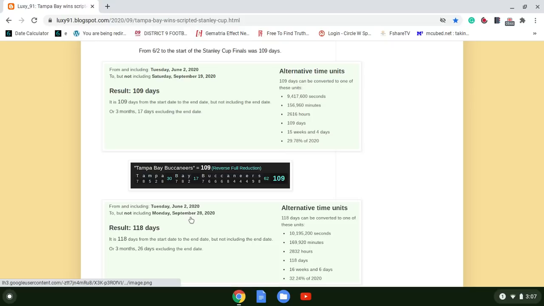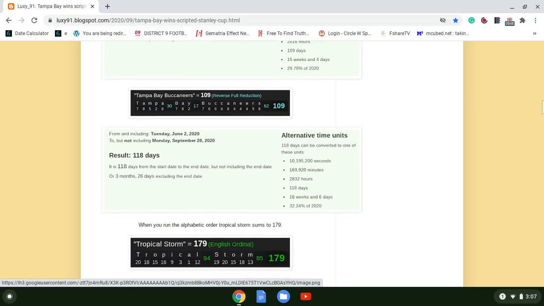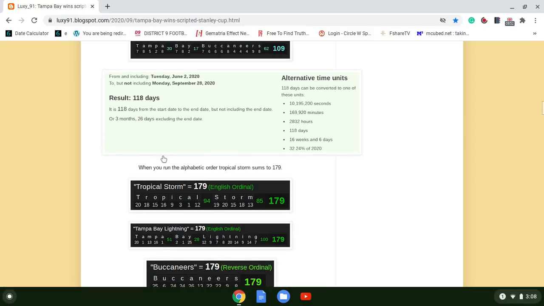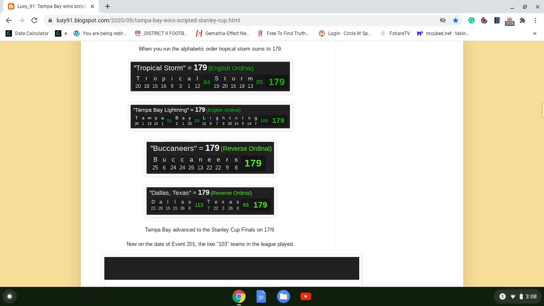So from June 2nd to the date the Lightning clinched was 118 days. Dallas, Texas is 118. I guess I didn't put that up here, but we'll touch more on that. That's another reason why I expected the Stars to get closed out on that date. So when you run the alphabetic order, notice Tropical Storm is 179 like Tampa Bay Lightning. That's why I said June 2nd we were going to see the Lightning win the Stanley Cup.